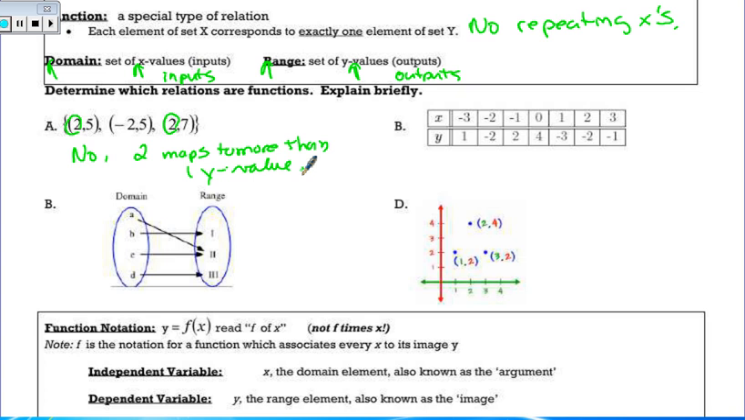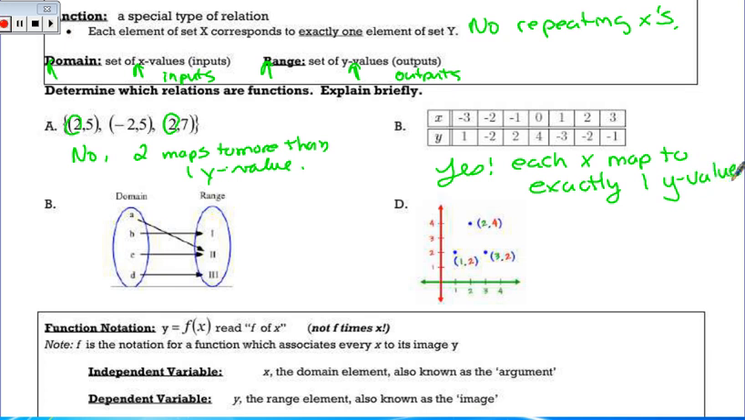Alright, let's take a look at B. I'm scanning through the x's here. I see no repeating x's, which means each x value is paired with exactly one y value. So the answer here is yes, this is a function. Each x maps to exactly one y value.